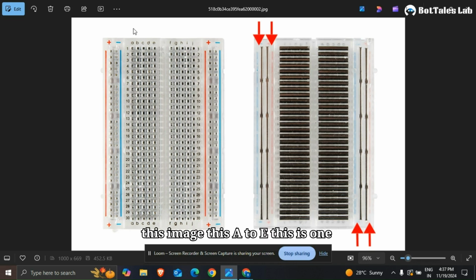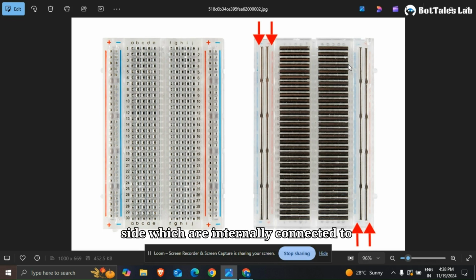As you can see in this image, A to E is one side and F to J is another side. This A to E side is internally connected to each other. Similarly, F to J is internally connected to each other. Between A to E and F to J, that is between E and F, there is a gap. That gap is called the groove. It is just like a partition between both parts. The A side and F side are not connected to each other.